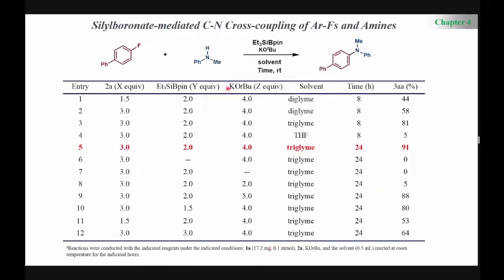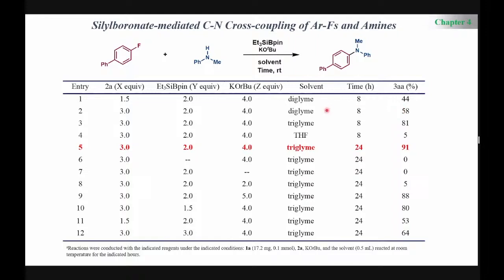So with experience from previous works, we easily found our way to optimize these amination reaction conditions. As you know, firstly, we used 4,4-biphenyl and, in this case, methylaniline as model substrates to do this optimization part. In entry 1, 1.5 equivalents of aniline in the solvent gave 44% yield of product. When aniline was increased to 3 equivalents, the yield increased to 58%.